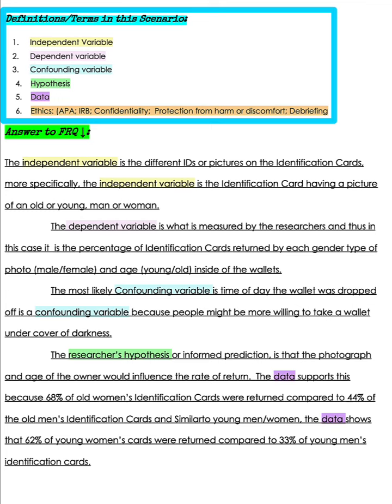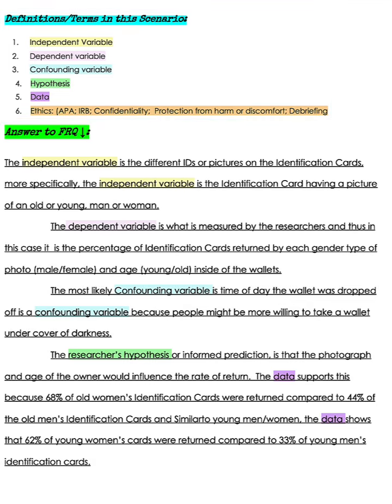So in this case, we have independent variable, dependent variable, confounding variable, hypothesis, data, and ethics. Within ethics: confidentiality, protection from harm or discomfort, and debriefing. All three came up within this scenario. Right after that, you might want to make that little list on the scrap paper and chug SOTAs, our acronym, so that you can have a little checklist of each to make sure that you complete the task.